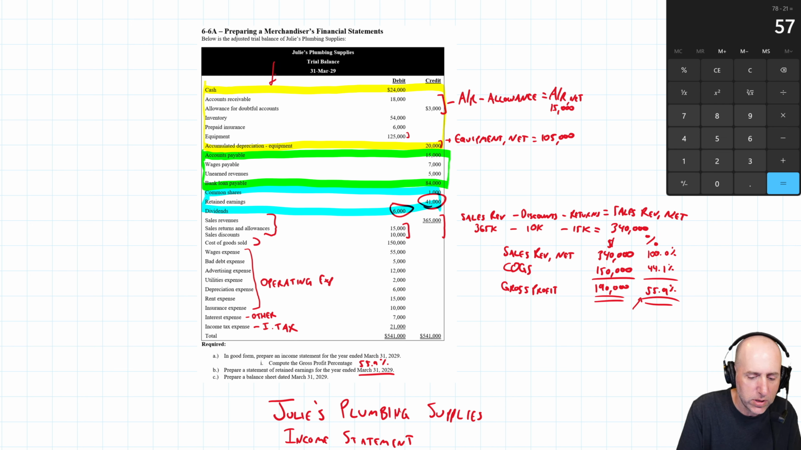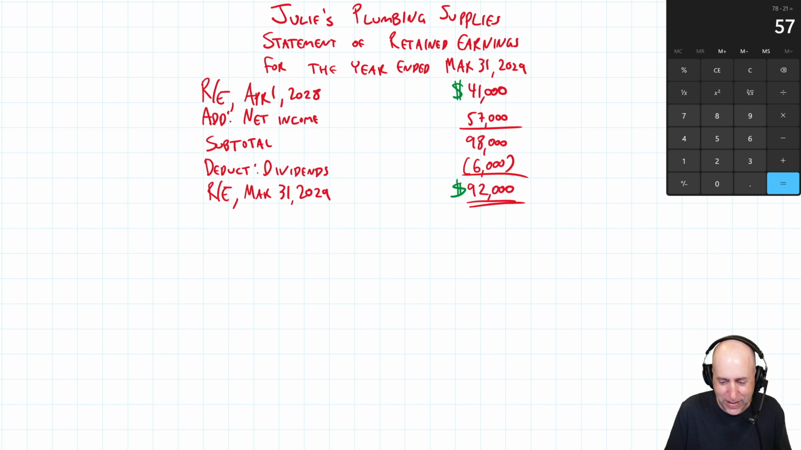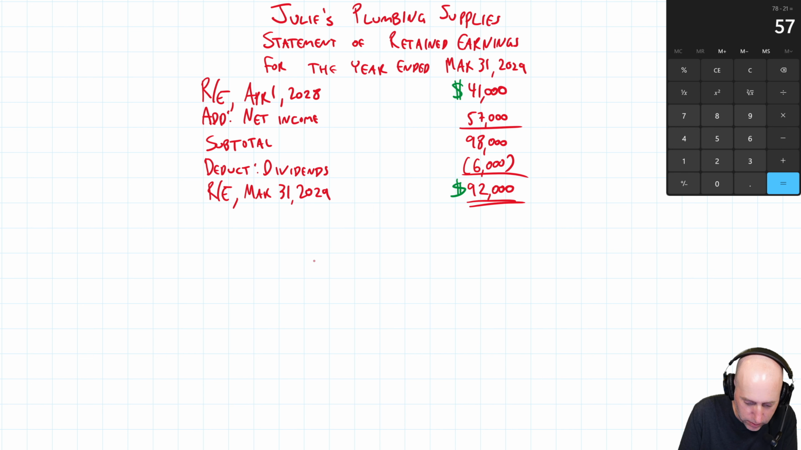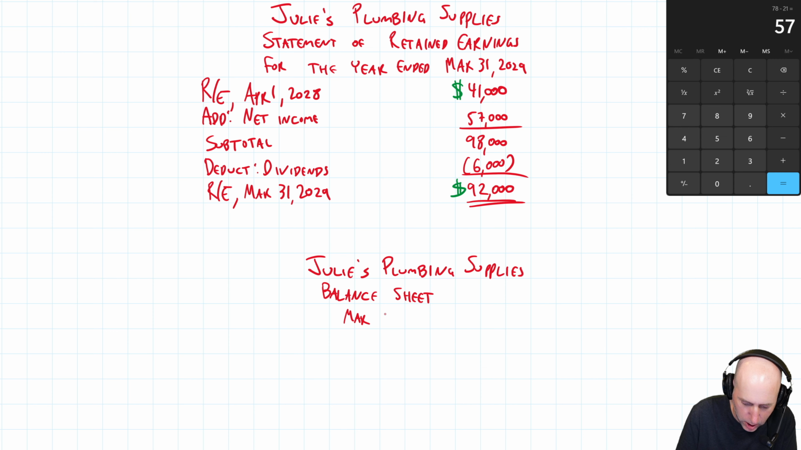Let's start with that yellow section, though. Let's start with our assets. Well, in fact, before I get to my assets, I got to get to a title. Let's title this thing. So it's Julie's Plumbing Supplies. It's going to be a 3-line title. Julie's Plumbing Supplies. We are being asked to prepare a balance sheet. This can also be called a statement of financial position. And balance sheets are just dated, so we just date it March 31st, 2029.